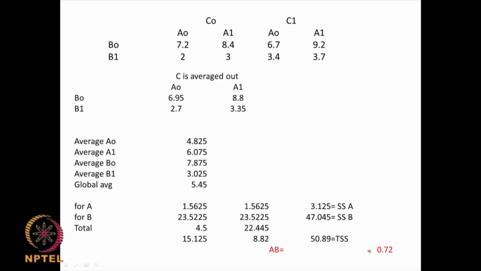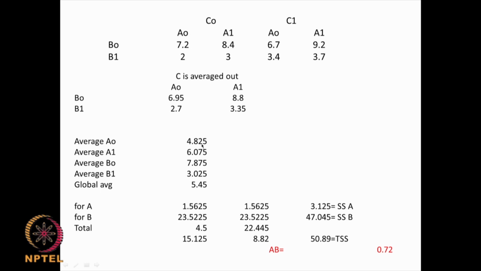Then we got an AB sum of squares. How did we get the AB sum of squares? What did we do? We averaged the C here. We just made a B and A table, C is averaged out. So, 6.7 plus 7.2 divided by 2, 8.4 plus 9.2 divided by 2, 2 plus 3.4 divided by 2, 3 plus 3.7 divided by 2, that is what we got. So, then we did an average for A naught, average for A1, average for B naught, average for B1, global average. Okay, then for A what did I do?